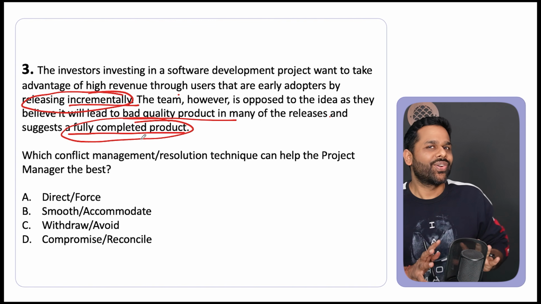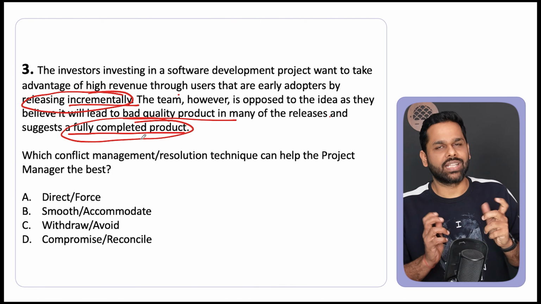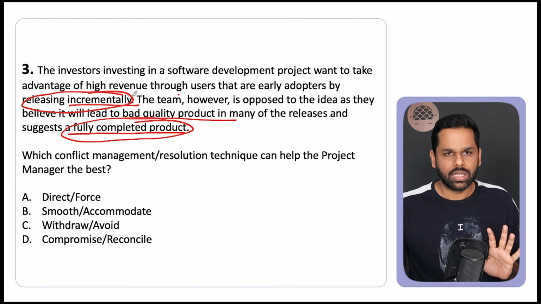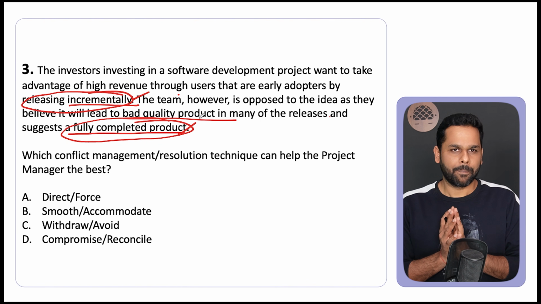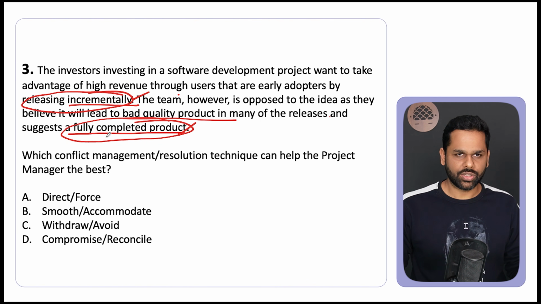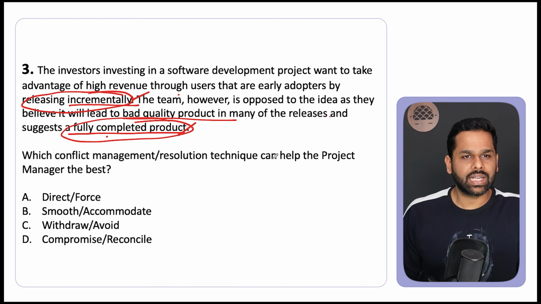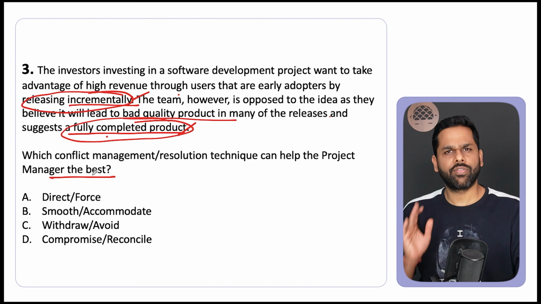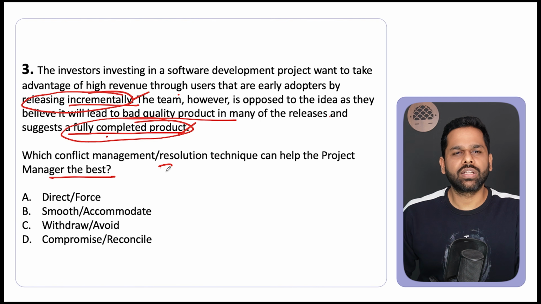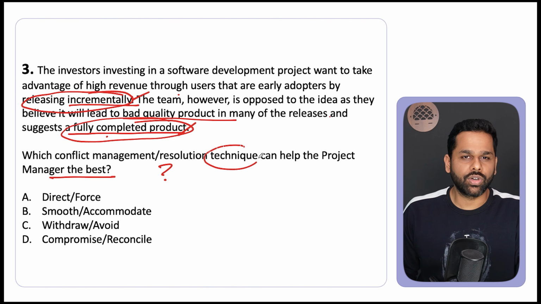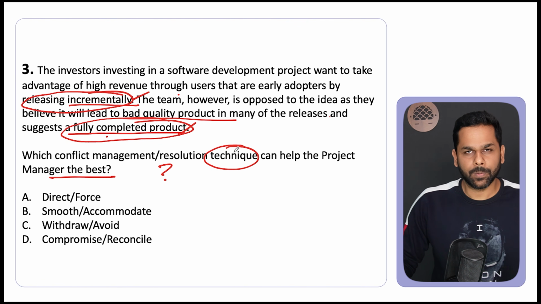In the exam, you will not know that this is a question from conflict. So you will have to understand it. Yes, there is some conflict here. Then once you have understood the situation, go to the question. Which conflict management resolution technique can help the project manager the best? So they are very clearly asking you what decision you will take, or which technique you would apply to take a decision.